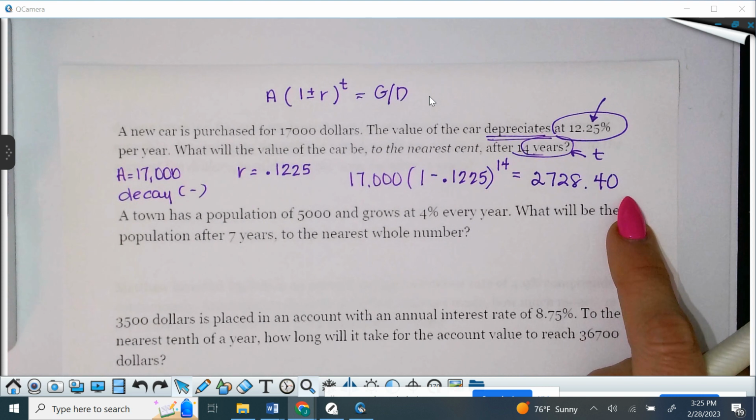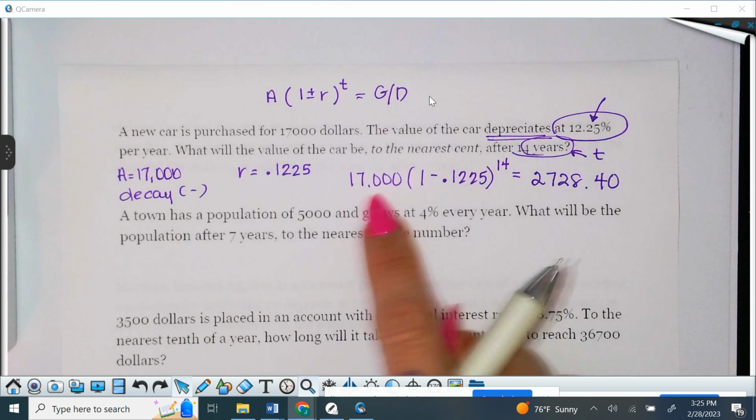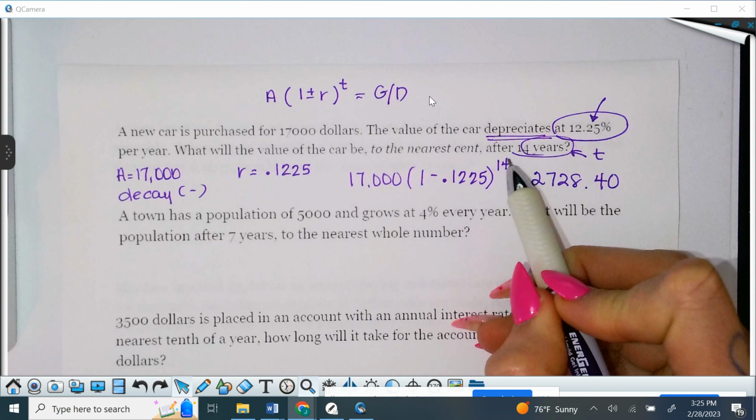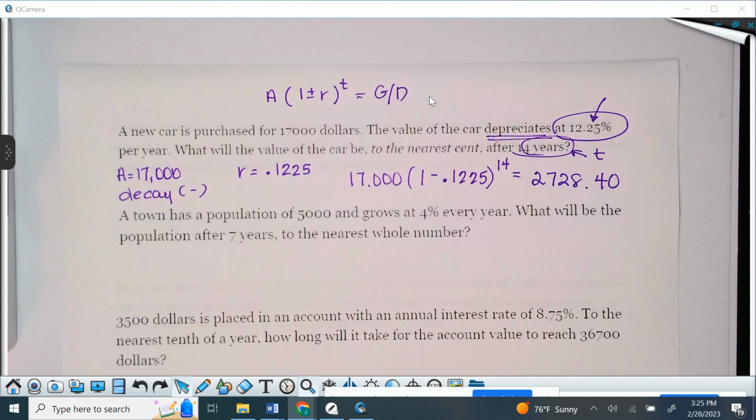If at any point back in Math 1 when you did this, if we had an x up here in the 14, like how long would it take for us to get to a certain amount of money, right? For its value to depreciate all the way down to a certain number.